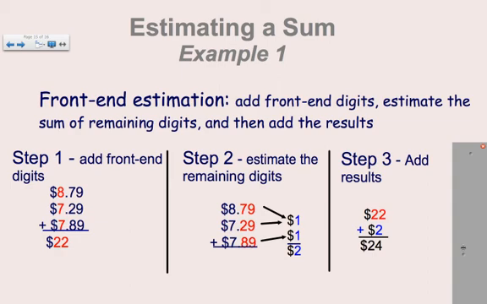So again, just to summarize, for front-end estimation, we add the front-end digits, those to the left of the decimal. We add those up first. In step 2, we estimate the sum of the remaining digits. And again, using our rounding technique, if it's 5 or higher, we round up. If it's less than 5, we round down. So in our case, we got 0.79. That's higher than 5. We round up to 1. 0.29 we don't do anything with because it's a 0. And 0.89 becomes 1. So our total there becomes 2. We add 22 and 2 to get 24 in step 3.